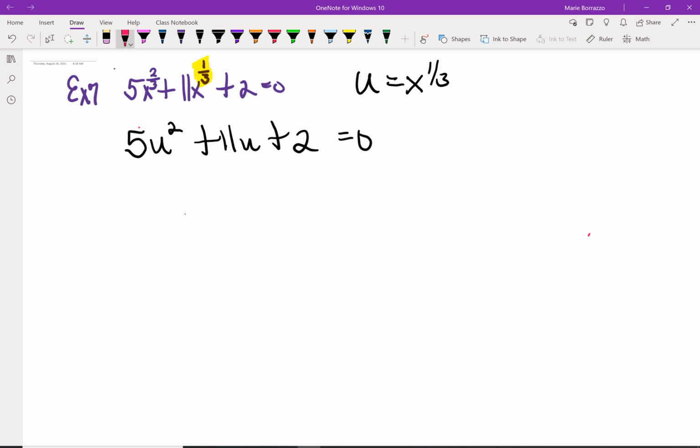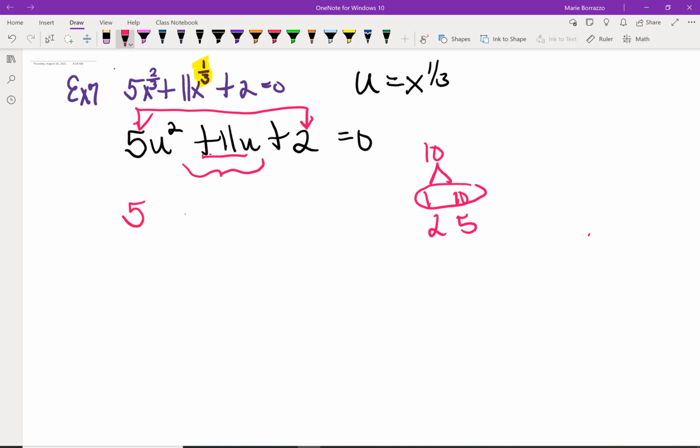Using the AC method, I'm going to take the first term coefficient and the last term coefficient, and I multiply them together to get 10. And my factors for 10 are 1 times 10 and 2 times 5. I then have to refer back to the 11, and obviously 10 plus 1 would give me 11. So we use those two factors to stretch that middle term. This now gives you 5u squared plus 10u plus 1u plus 2 equal to 0.